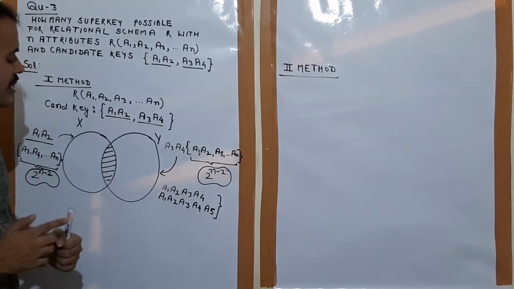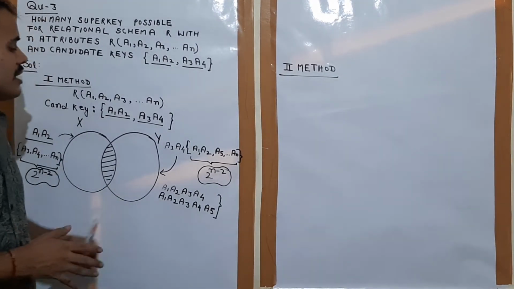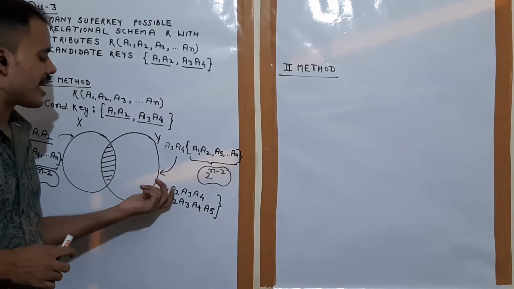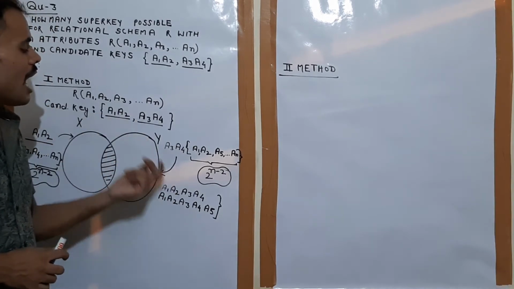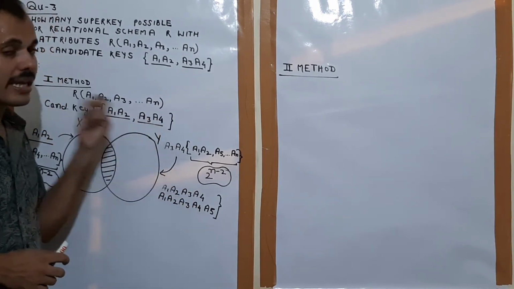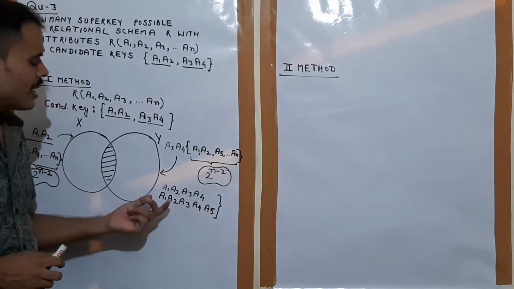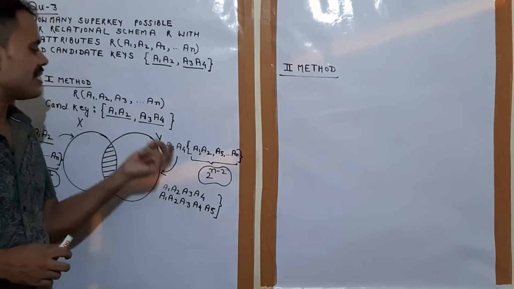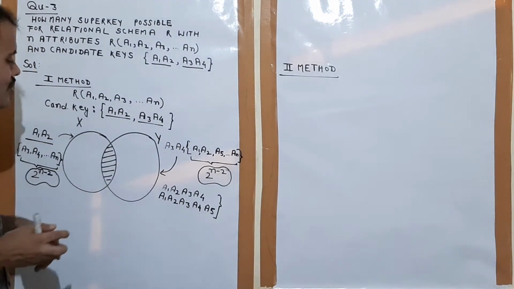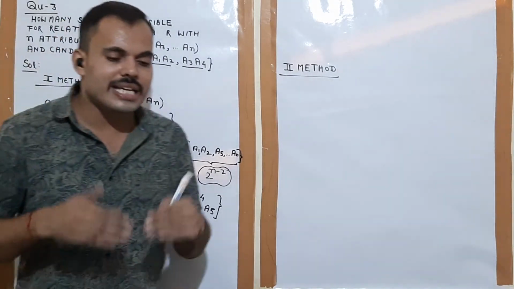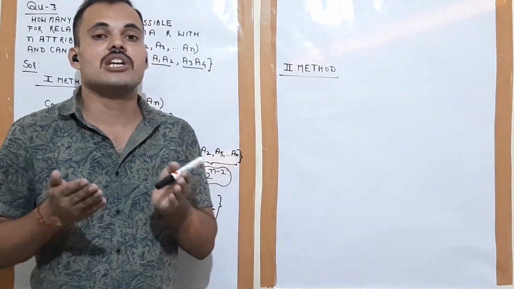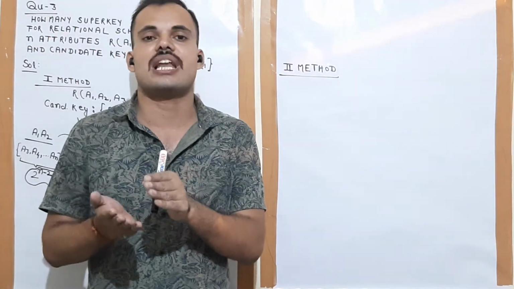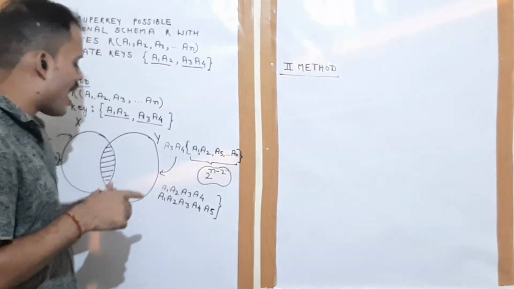So see here, these two super keys contain the candidate key A1, A2, and also contain the candidate key A3, A4. This second super key also contains the candidate key A1, A2, and also contains the candidate key A3, A4. Understood? So to find the number of super keys which belong to the set X as well as the set Y, what will we do?